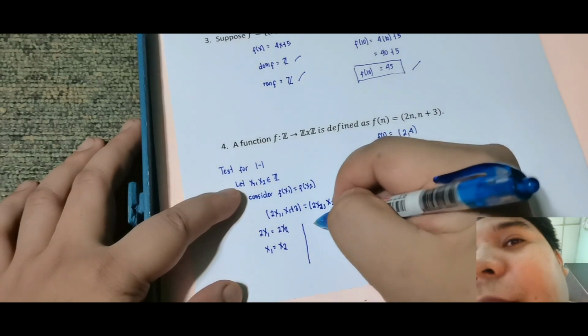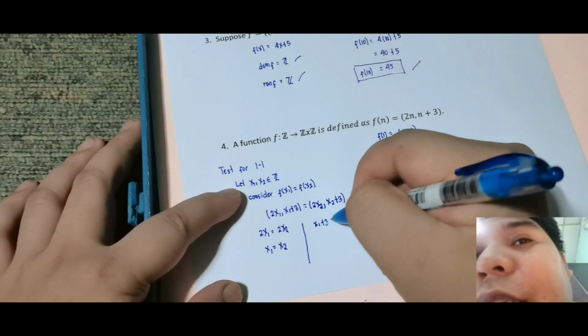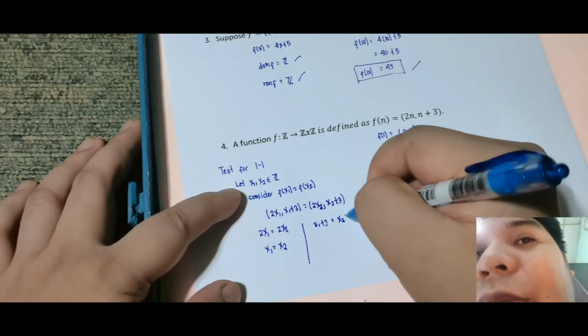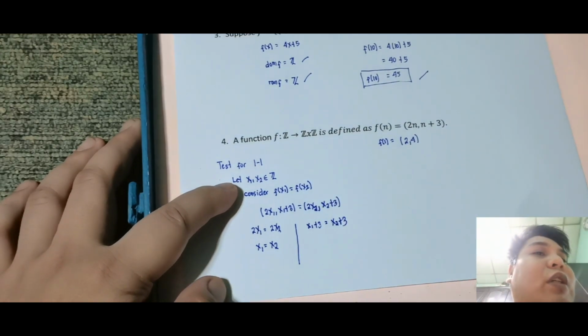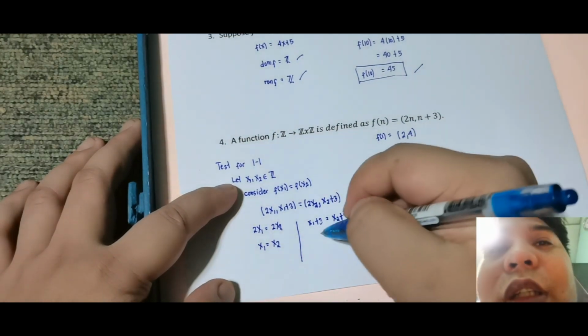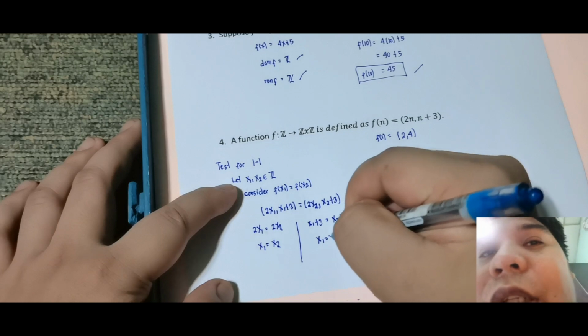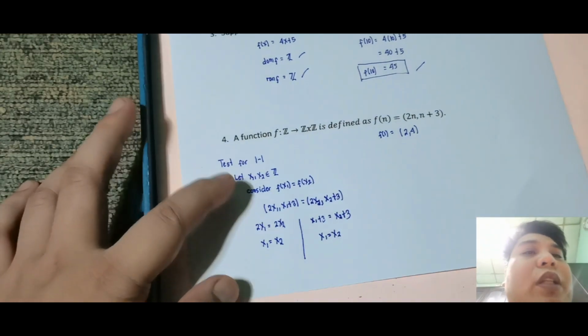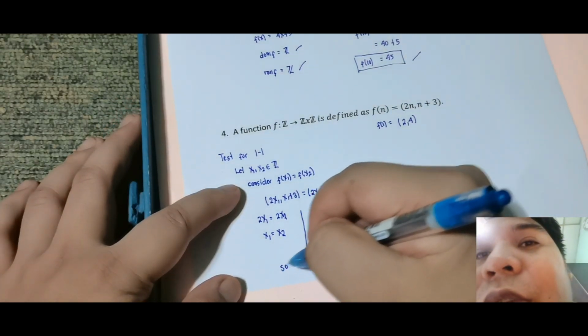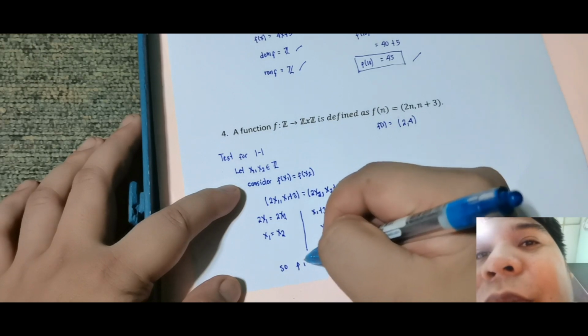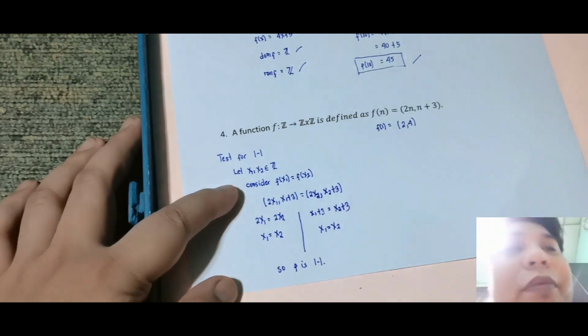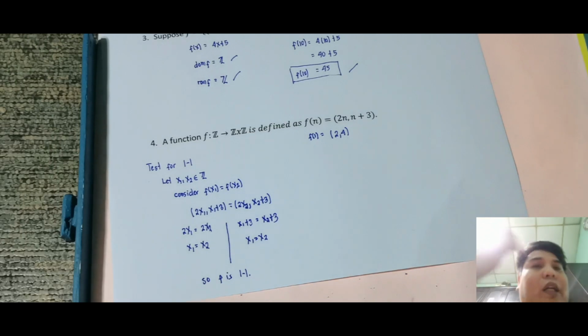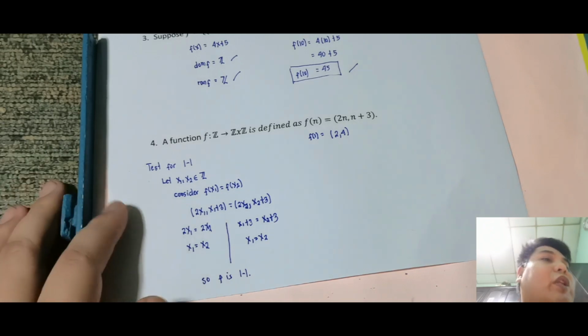Next, x sub 1 plus 3 equals sa x sub 2 plus 3. So, subtract both sides by 3. So, that is x sub 1 equals sa x sub 2. So, obviously, f is 1-to-1. Okay, so ganun siya kasimple. So, pag coordinates, basta coordinates equals sa coordinates, pwede mo yung i-equate yung abscissa tapos yung ordinate niya.